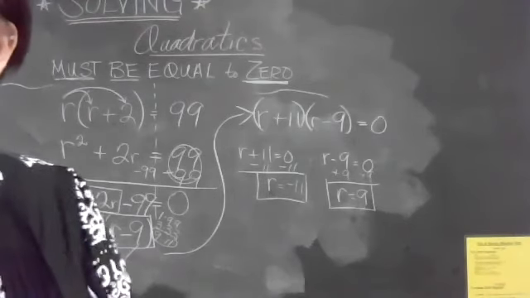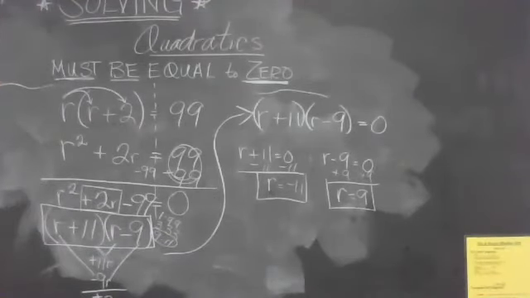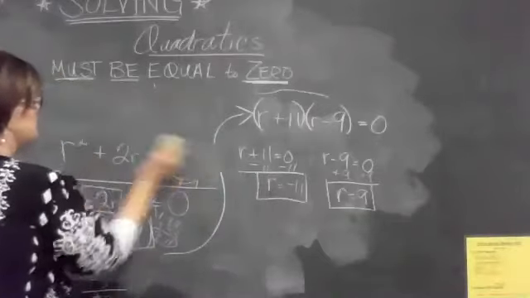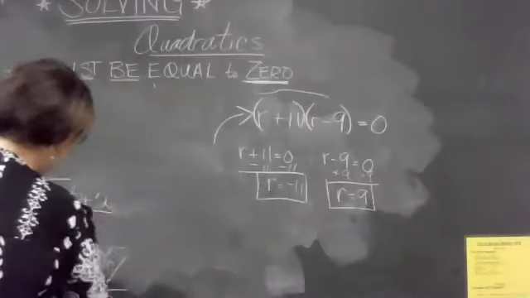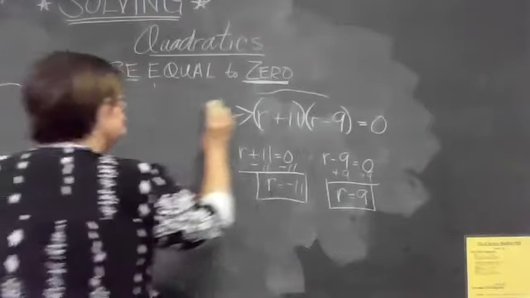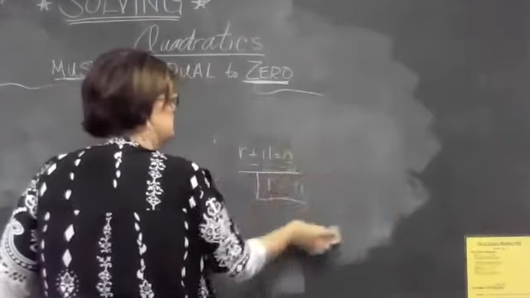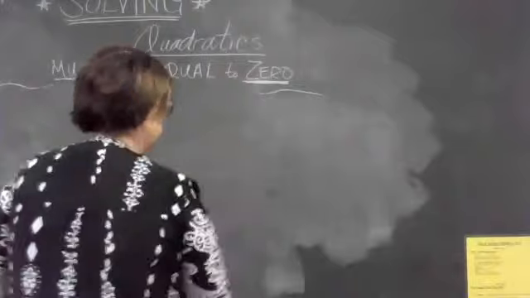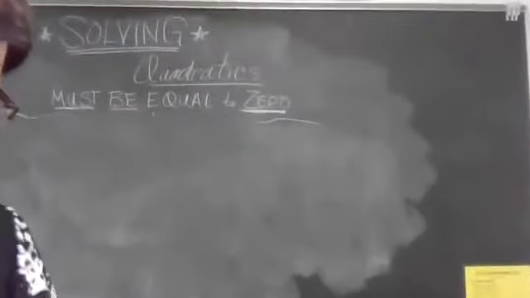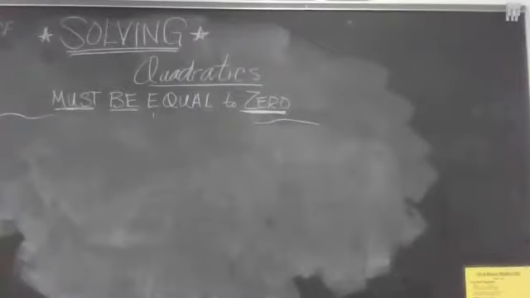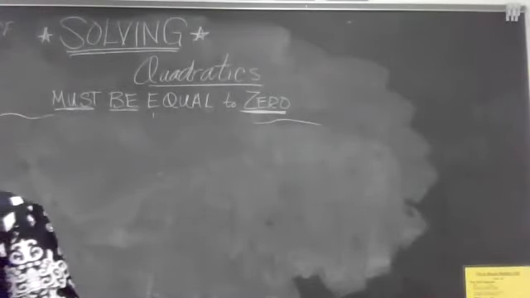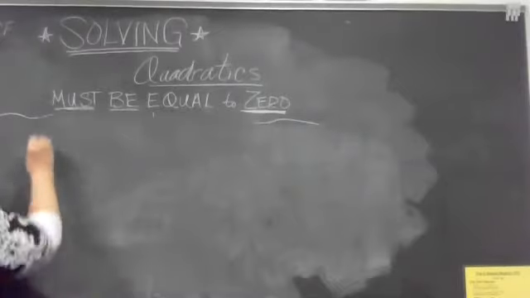I'm going to do one more. Let's do number 7. And then if you guys see something that you need help on, tell me. Other than that, I will release you to practice or watch YouTube videos. All right, number 7. The reason we're doing this is because number 7 is not equal to 0. So we have to figure out what to do about that.